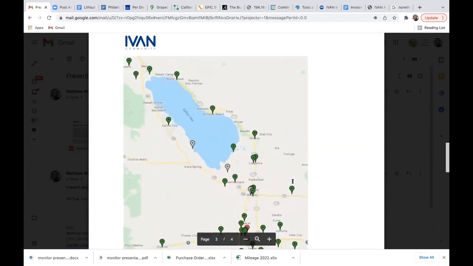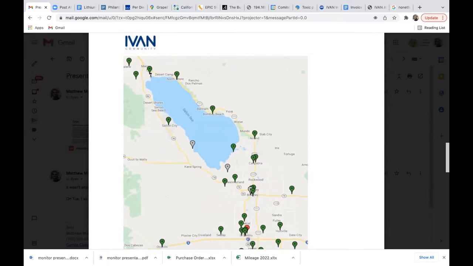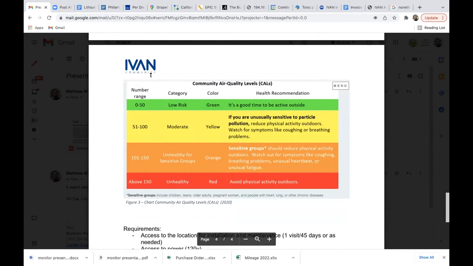This is a map of some of the monitors we have. We actually have 3 more up here in the Coachella Valley that me and my coworker Edgar were able to put in. And then, of course, a lot of you know what these are. They're the number range of exactly your low, moderate, unhealthy, and very unhealthy risks for anybody that has either sensitive or has asthma or anything like that.